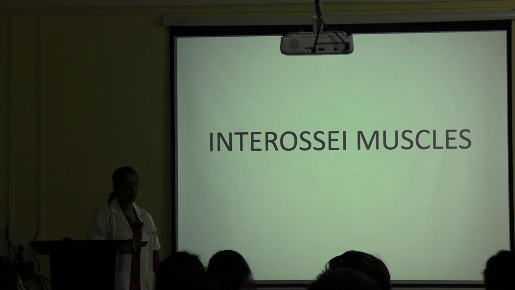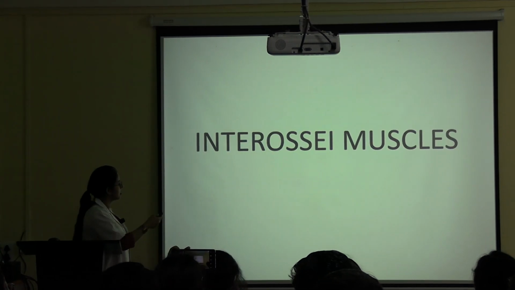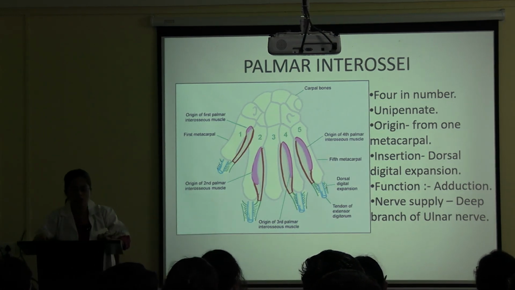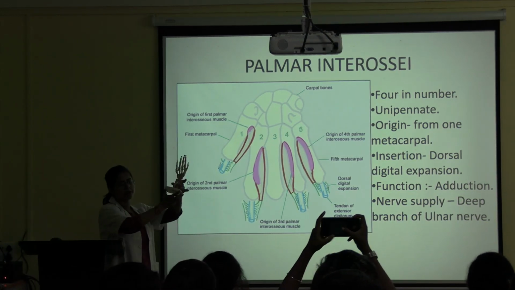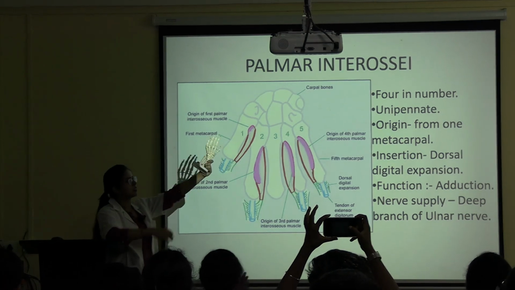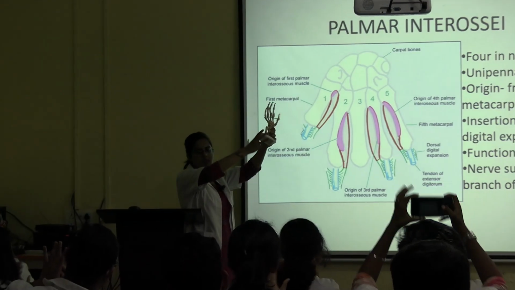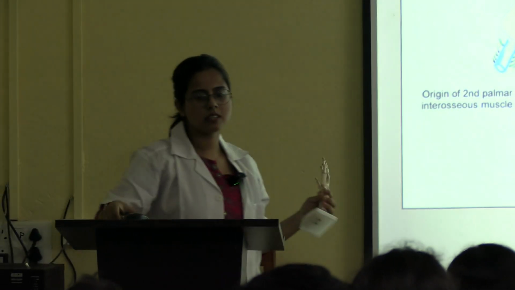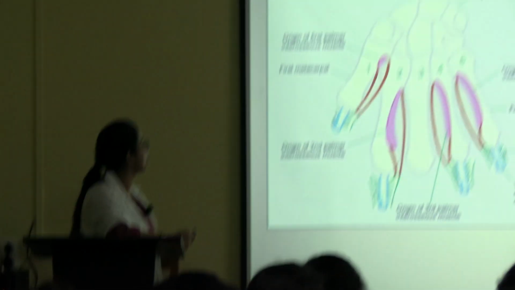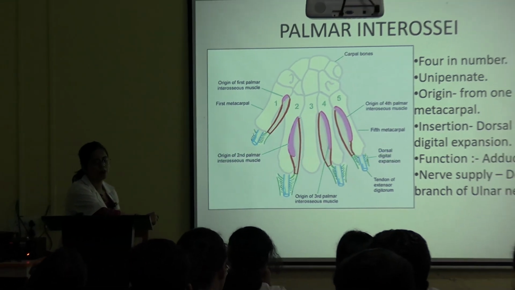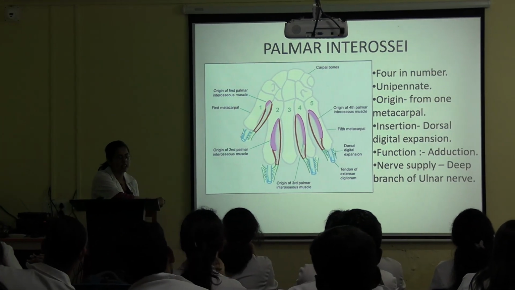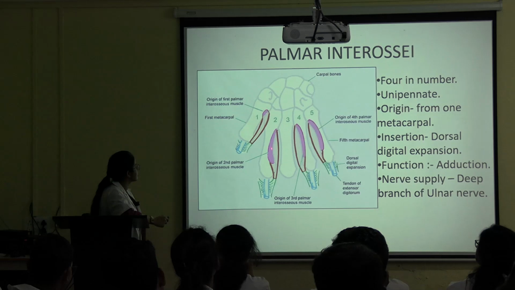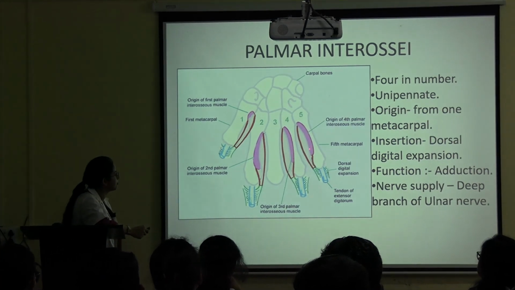Now interosseous muscle. So there are two types of interosseous muscle, palmar and dorsal. Which is the palmar surface and which is the dorsal surface? This surface is palmar. This surface is dorsal. Okay. So palmar interossei are 4 in number. Again, do we name from lateral side or medial side? Lateral side. Okay. This is the first, second, third and fourth.